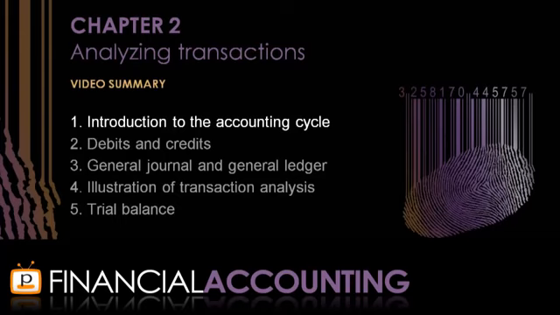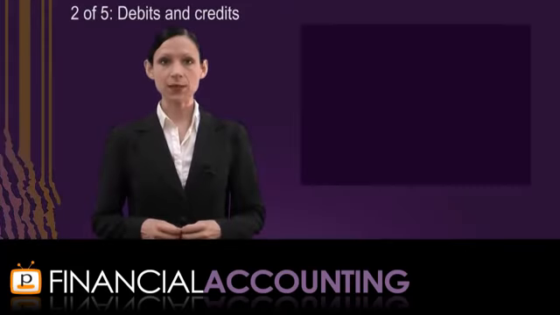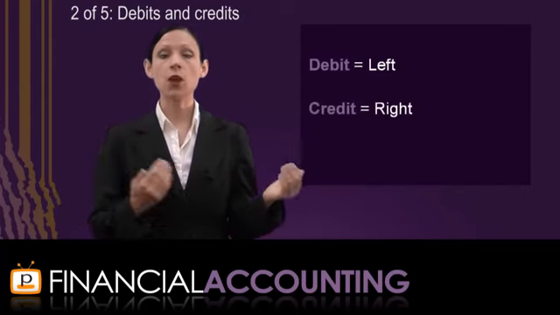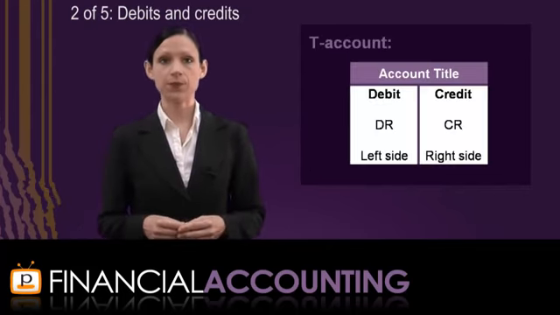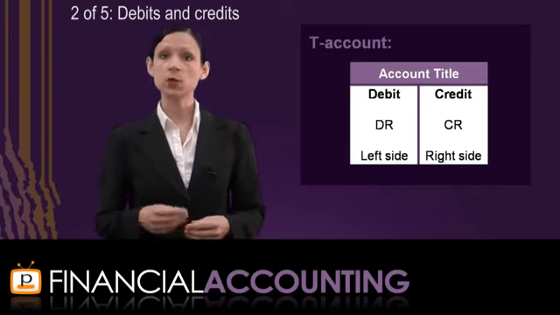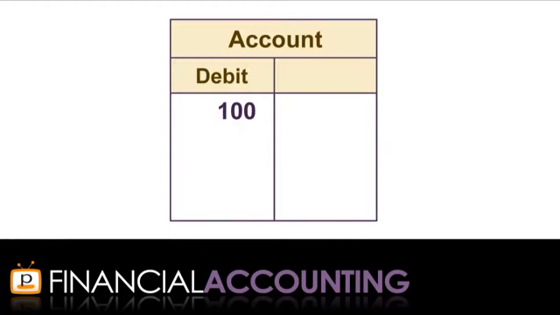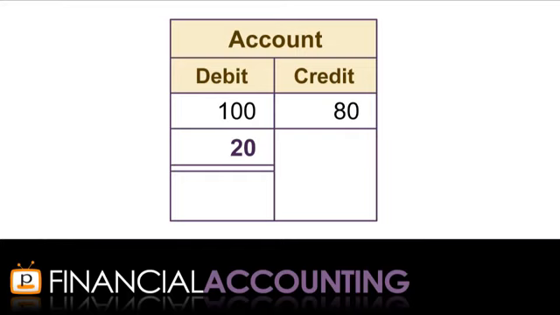Now that we've discussed the accounting cycle, let's talk about debits and credits. In accounting, debit means the left side of an account and credit means the right side of an account, which we can see using a T account. For each account, we can calculate the account balance, which is the difference between the debits and the credits recorded in the account. So, if we debit an account for $100 and credit it for $80, the difference is $20 more debits than credits. So the account is said to have a debit balance of $20.